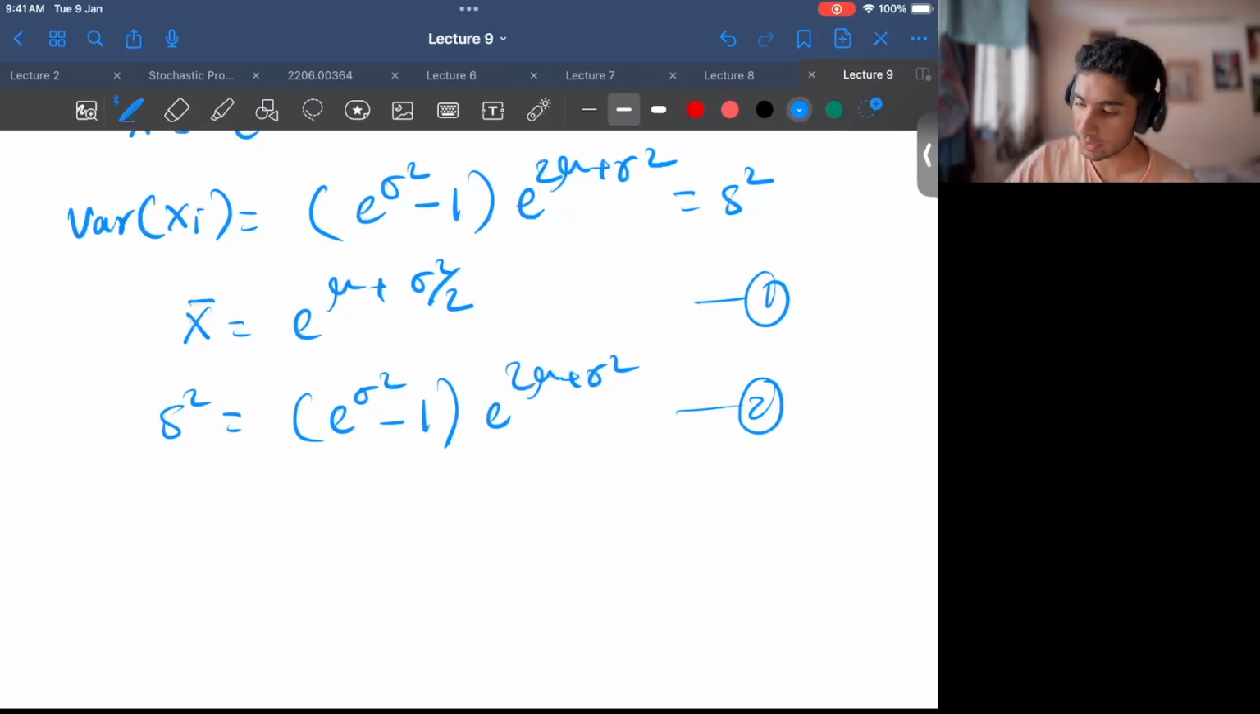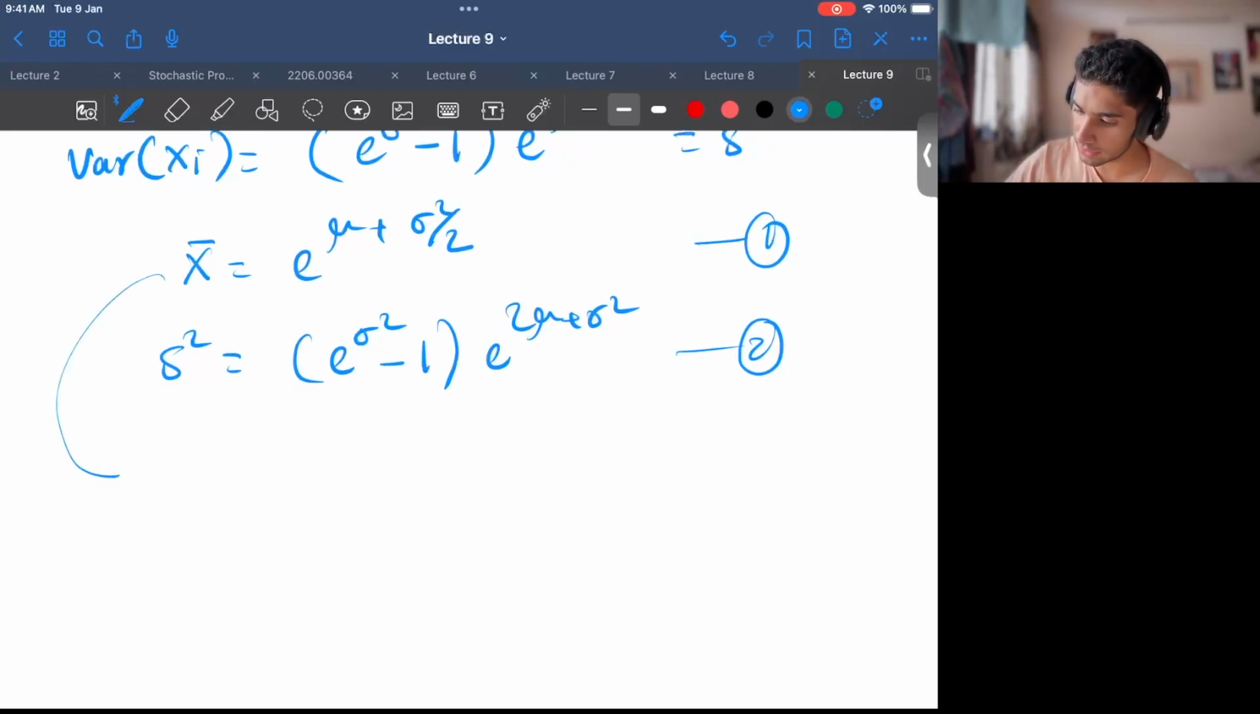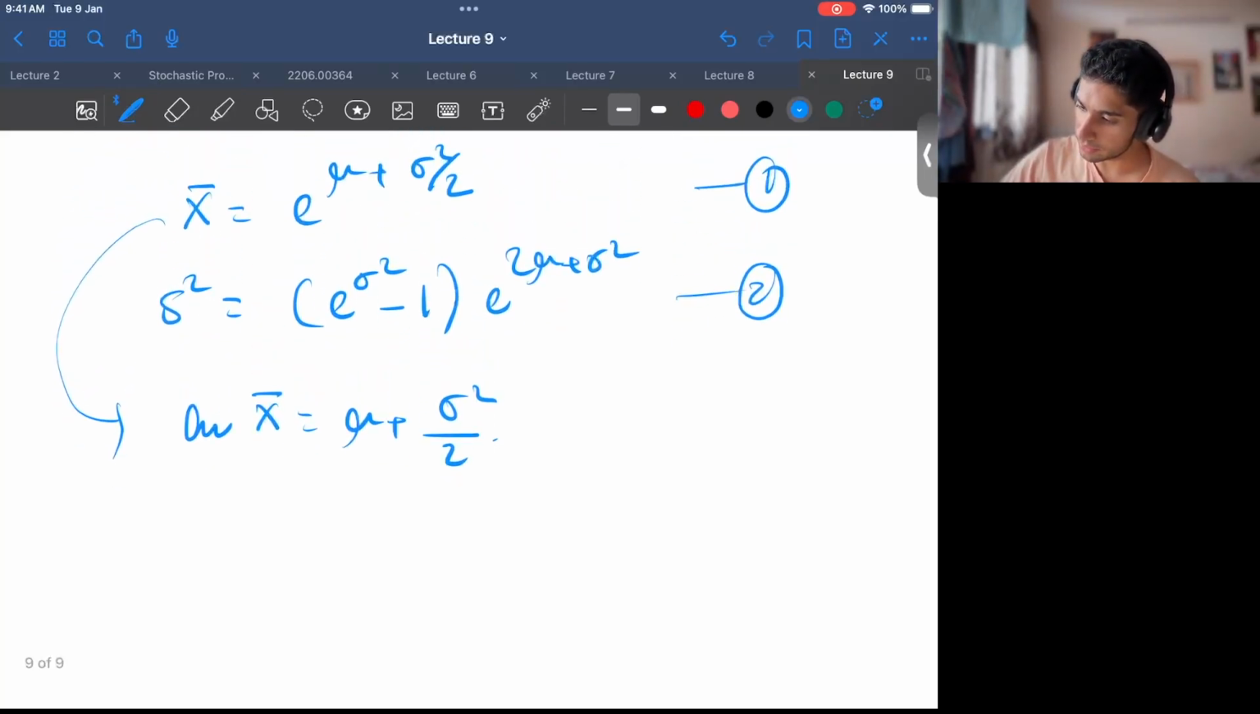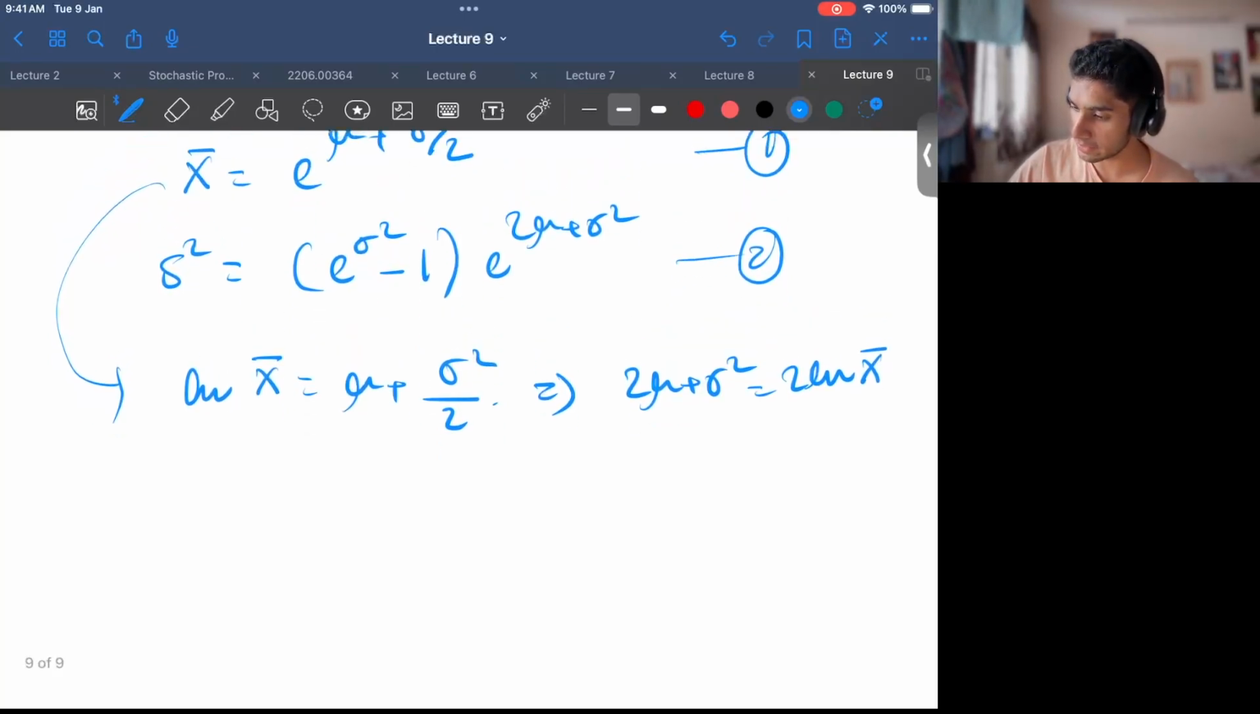Okay, so how do you do it? Simple, just use what you know. So take log here. Log of x bar will be equal to mu plus sigma square by 2. This means that you just multiply by 2 on both sides. It will become 2 mu plus sigma square. This will be 2 log x bar, right?